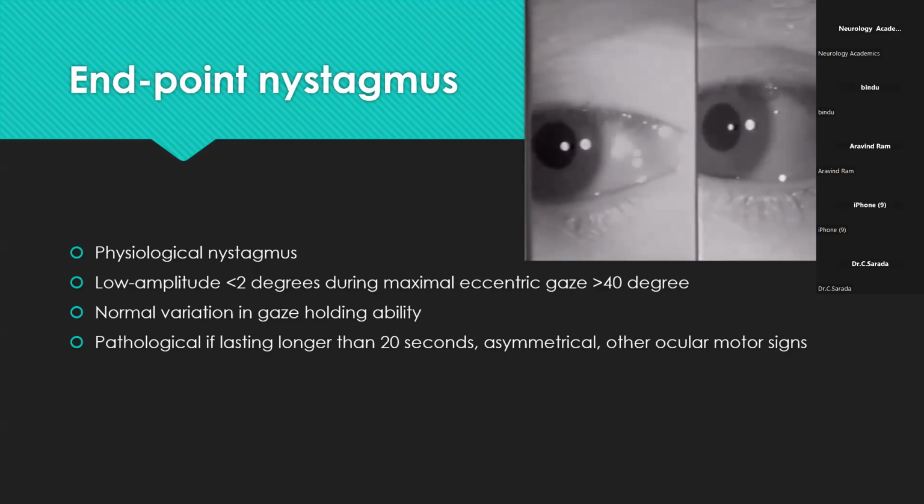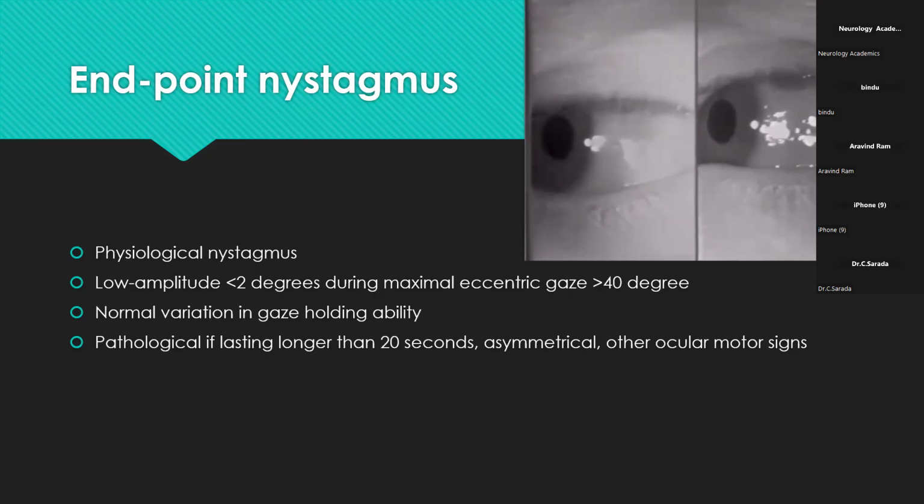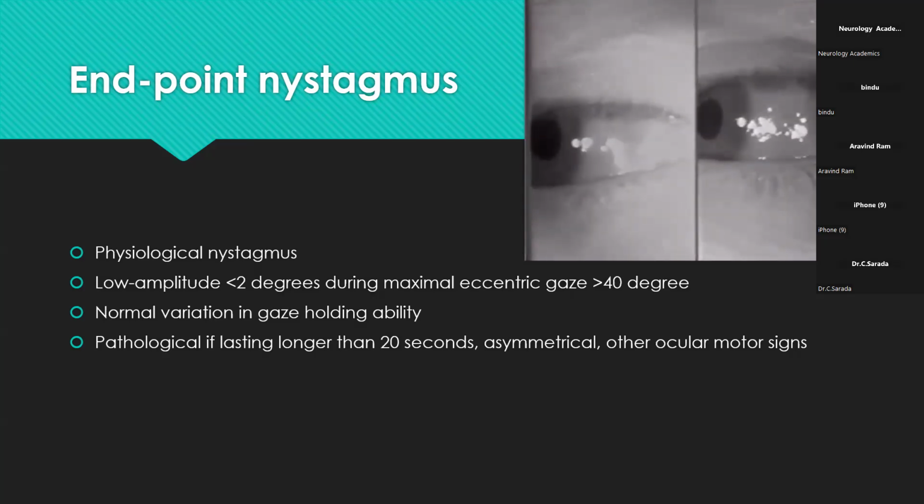There was no nystagmus in the primary gaze, and towards the right, there was one beat that was beating towards the right. It was of low amplitude. And in the extreme gaze, there is a low amplitude right beating nystagmus, and that has stopped after about 3 beats, which is a normal variation in gaze holding ability, which is again present in extreme gaze towards the right.